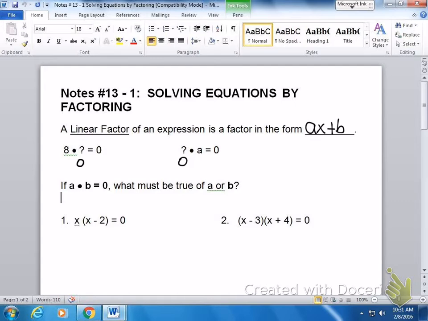So if I take a similar problem like a times b equals 0, it says what must be true of a or b? Well, a or b must be 0. So that's kind of what we're going to use to do our solutions to our problems. So let's go ahead and go down to number 1.